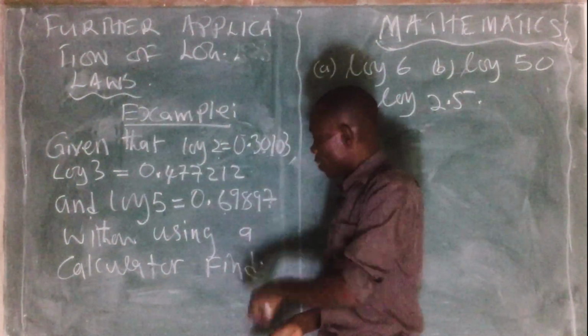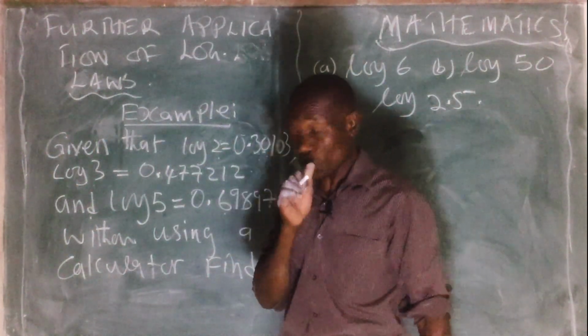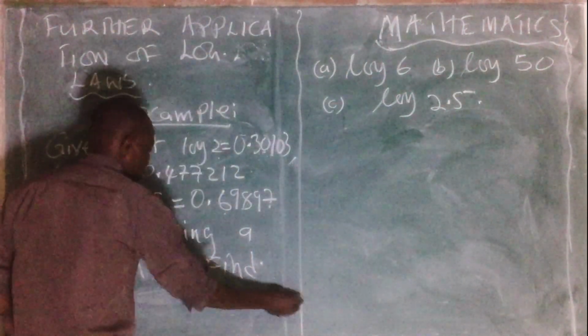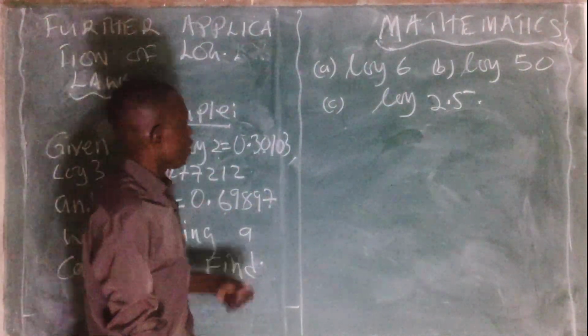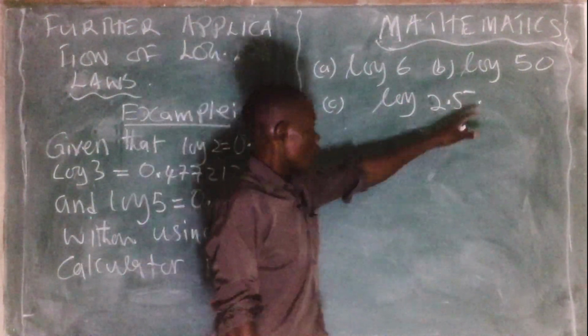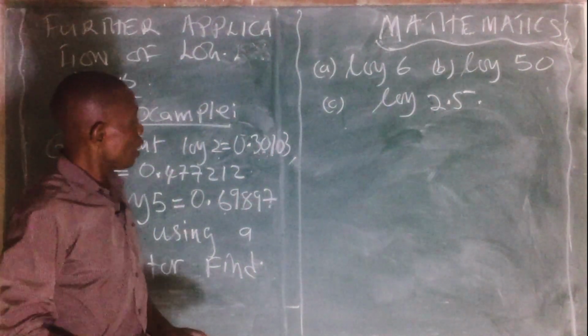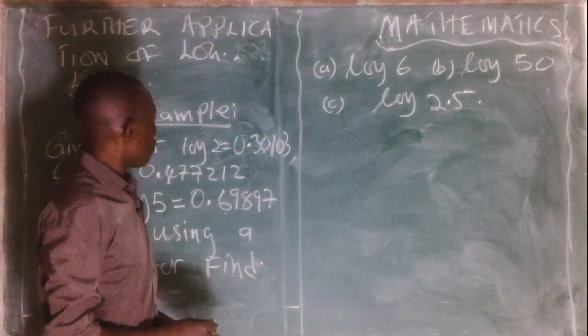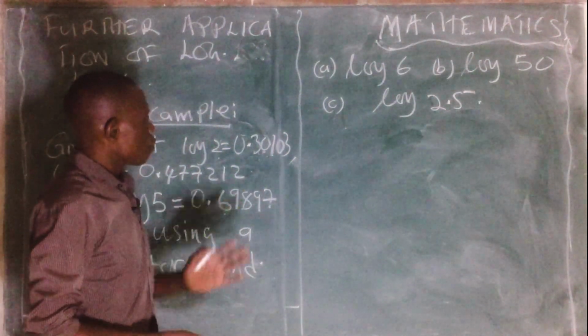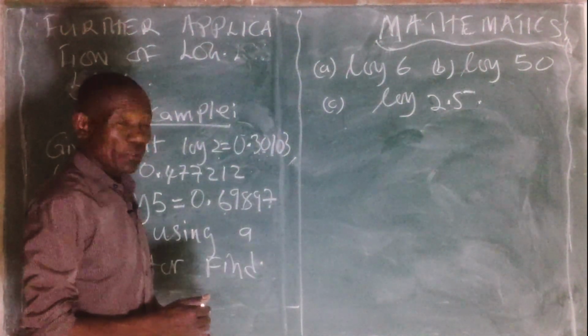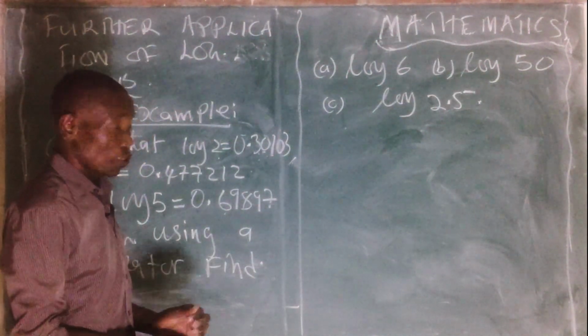Now here, we should not use a calculator, and we are asked to work out log 6, log 50, and log 2.5 without using a calculator. So how do we approach and handle such problems in order to come up with the solutions?